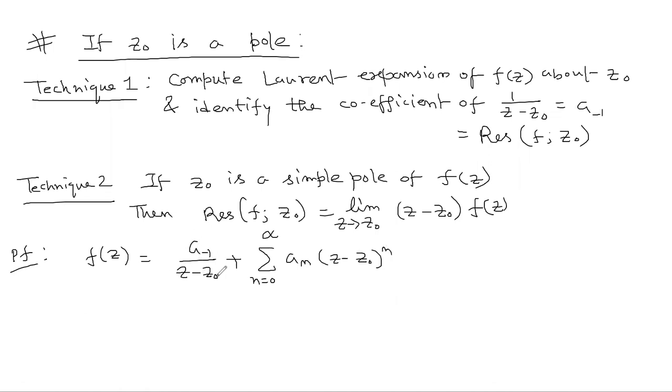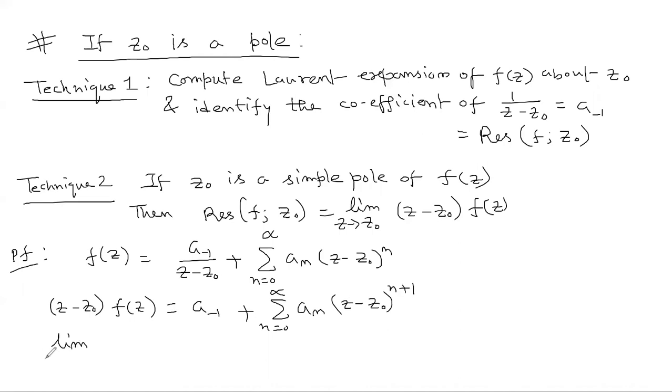So let us multiply (z - z0) on both sides and we'll get (z - z0) f(z) = a_{-1} plus the sum from 0 to infinity of a_n (z - z0)^(n+1). Now if I take the limit z tends to z0, we'll get the limit equal to a_{-1}, because as z tends to z0, this tends to 0. So this is our residue of f at the point z0.